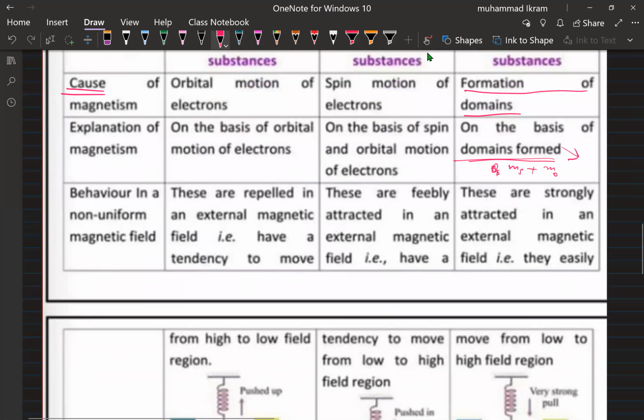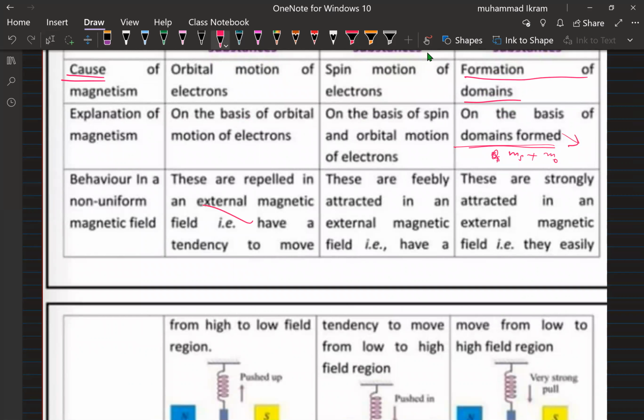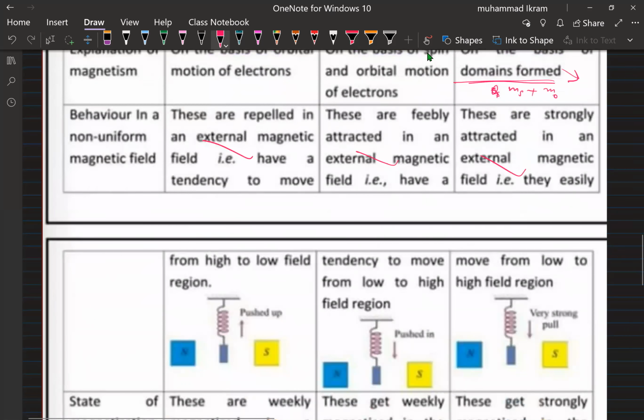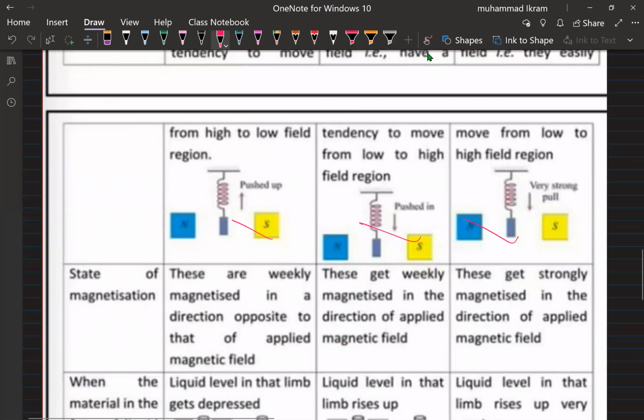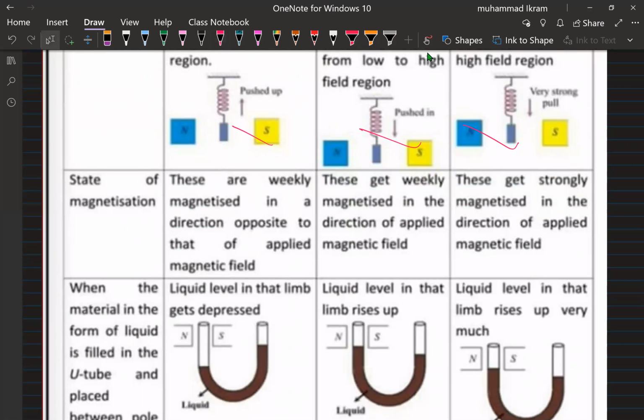The behavior in a non-uniform magnetic field, I explained this to you, how they behave. They have a tendency to move from high to low field regions, and these move from low to high field regions, as you see, like just the state of magnetization. They are weakly magnetized in the direction opposite to that of the magnetic field. These get weakly magnetized and these get strongly magnetized. This is what I explained to you, right?